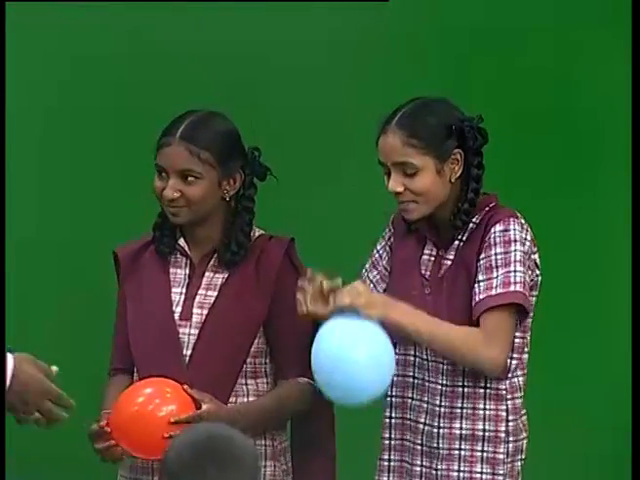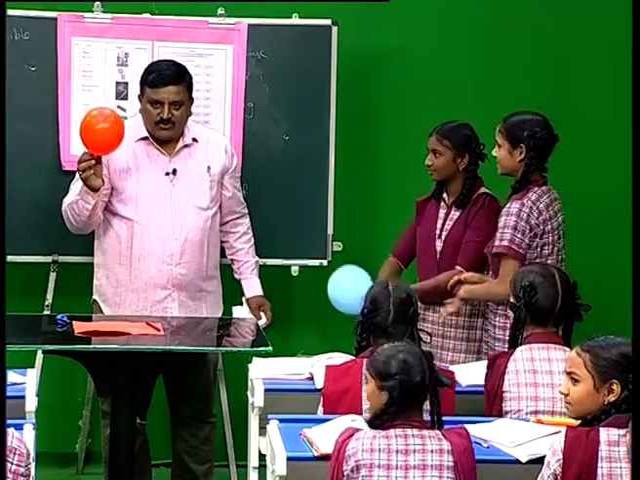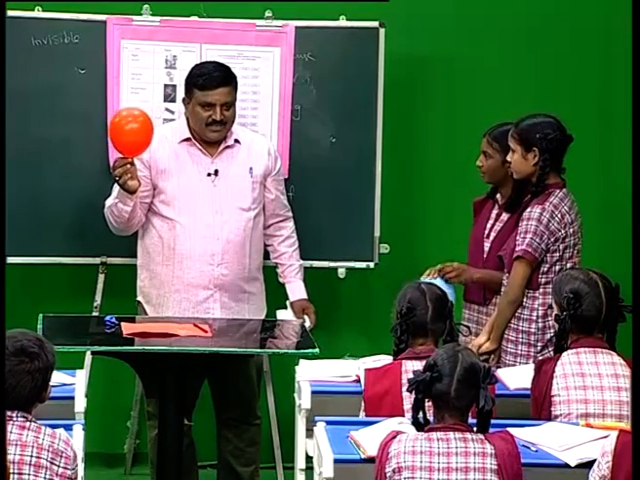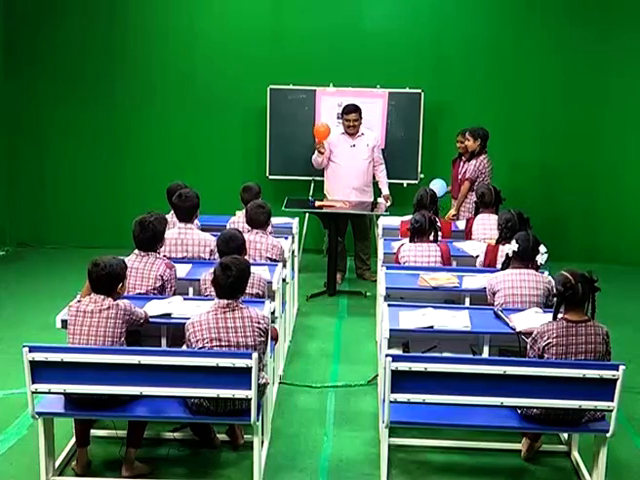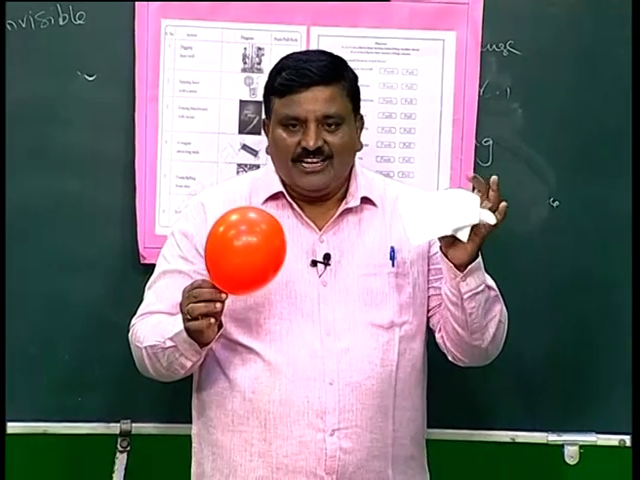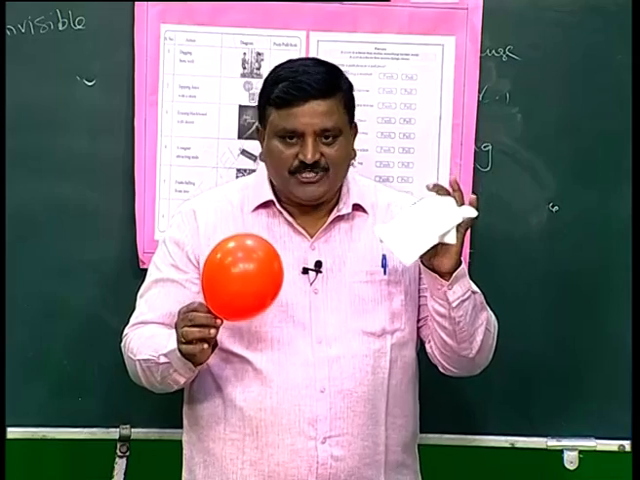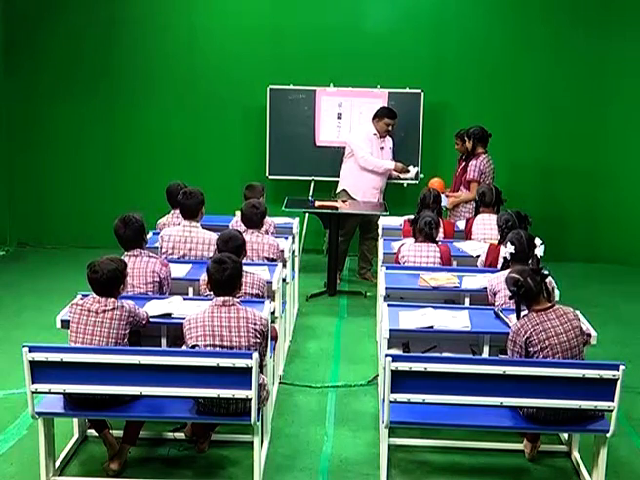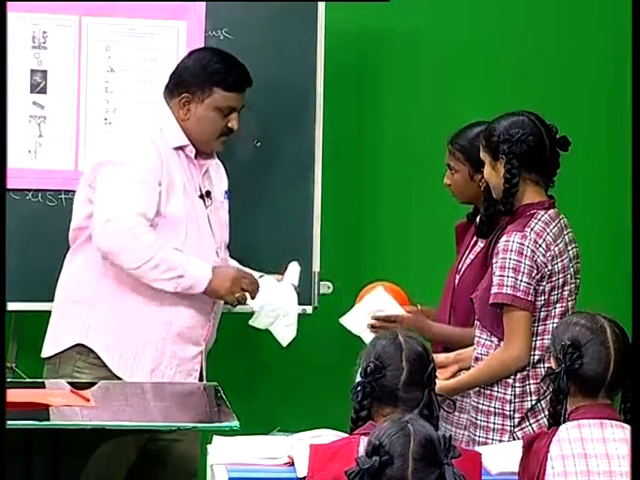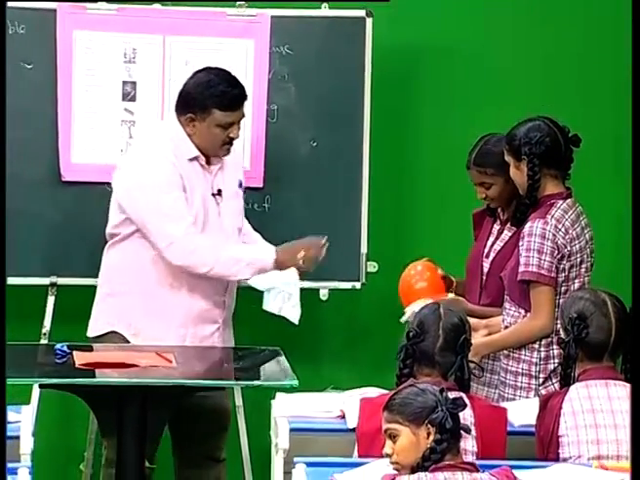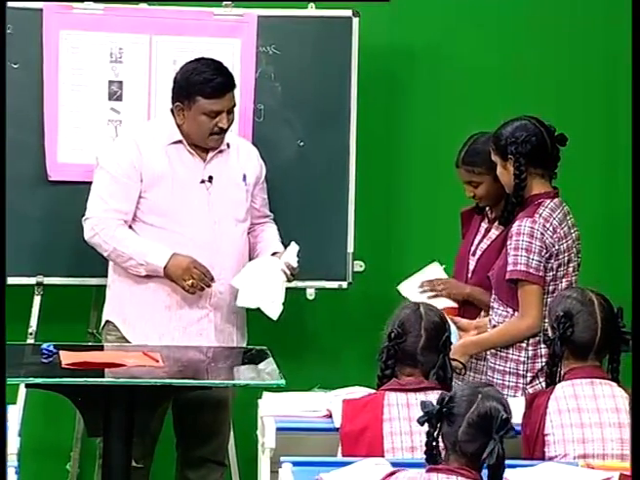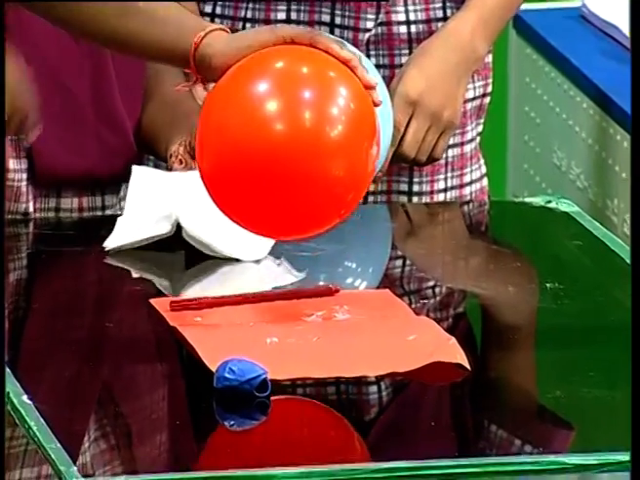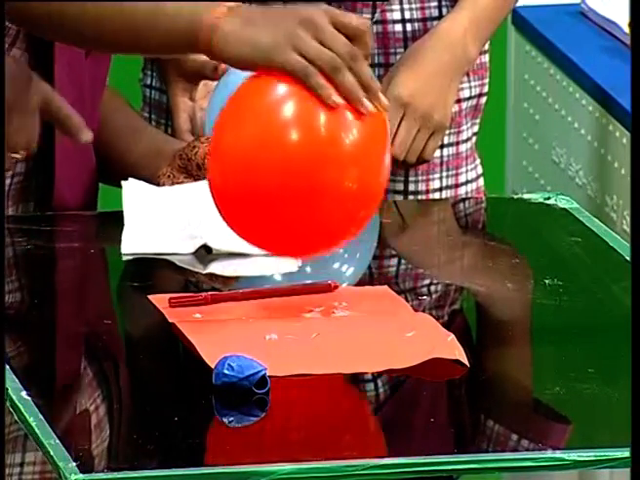So this is the balloon. What do we need to do? First of all I am rubbing this balloon. Where do we need to rub? Hand. Hair. Hand. I am taking tissue paper here. Okay, keep this and now take one tissue paper and rub it. Rub on the round surface. Come forward. Again rub.